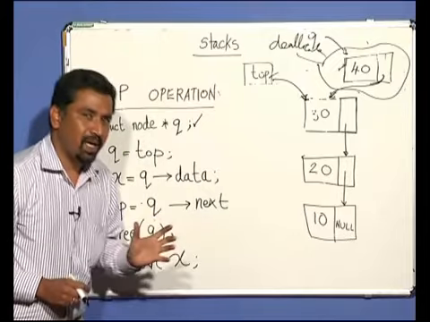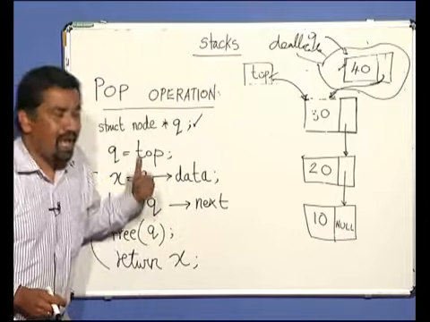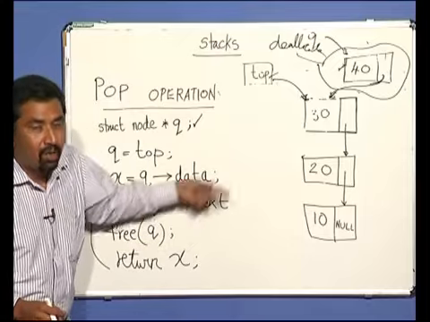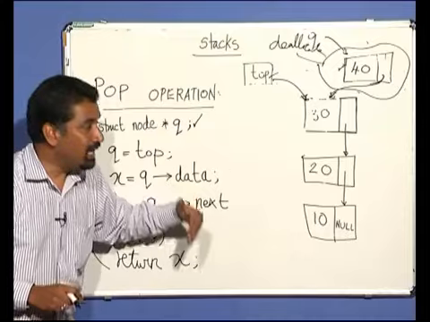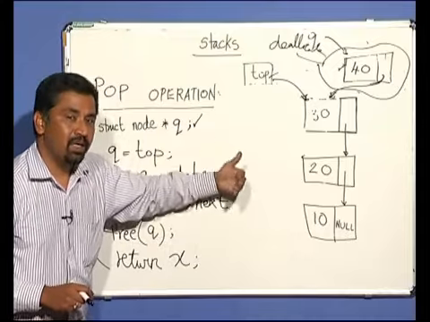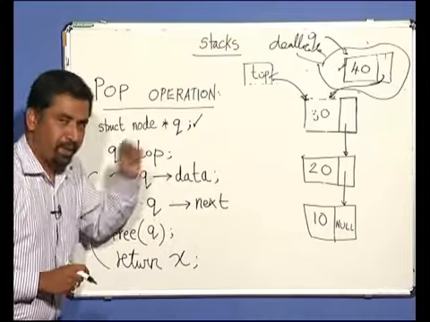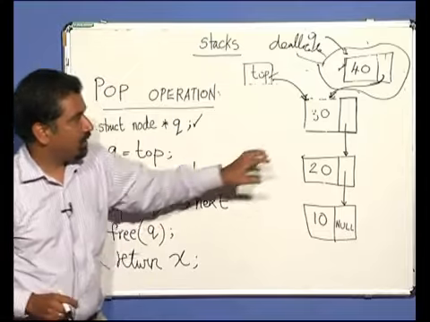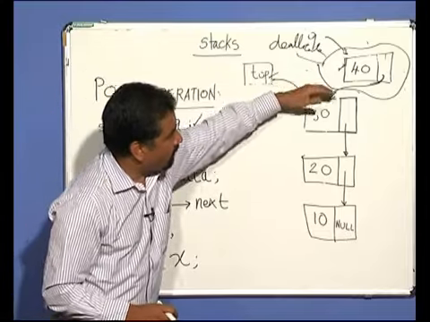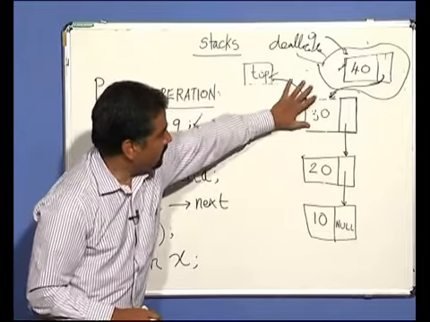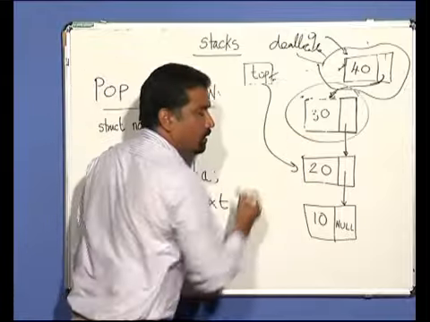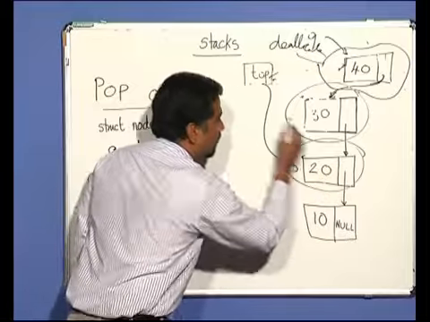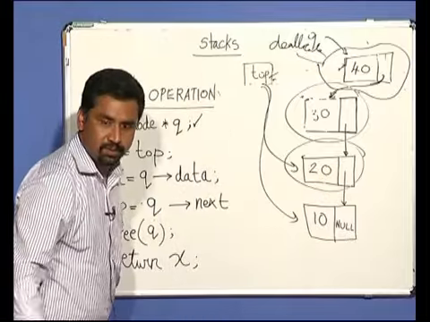Now at the same time, you can consider what happens when you go on popping one element after the other until the stack becomes empty. As you can see here, when you go on popping, once this is popped, there are 3 elements. When this is popped, top will point to here, this will go away. Once this is popped, top will point to this.